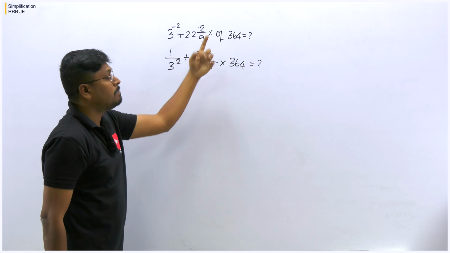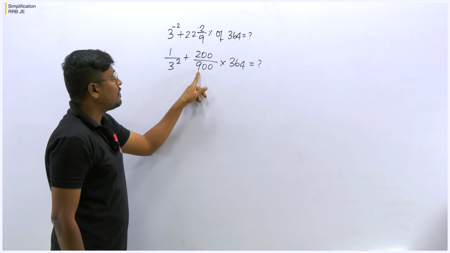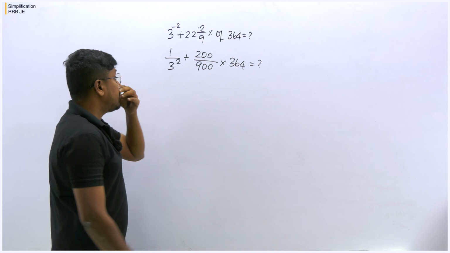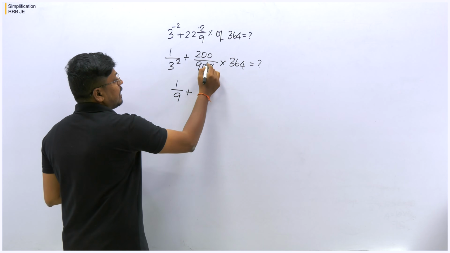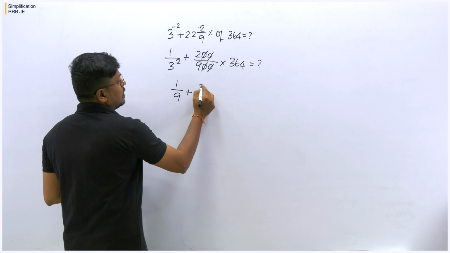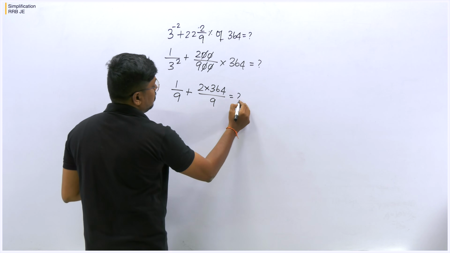Why? Because when you remove the percentage, it is divided by 100. So here in the denominator we already have 9, so 9 into 100 will be 900. Now 1 by 3 square will be again 1 by 9. So we can cancel the zeros here. So 2 into 364 divided by 9 is equal to question mark.